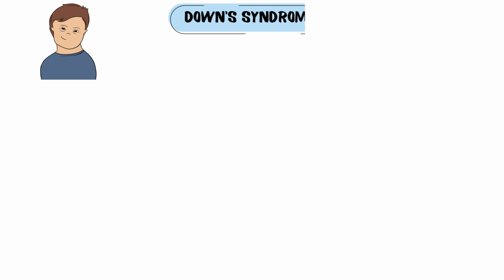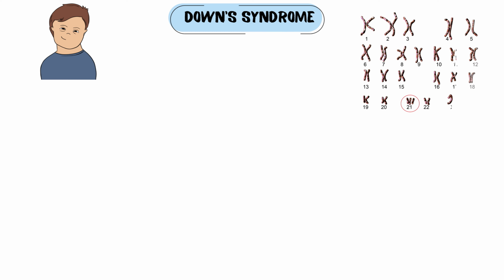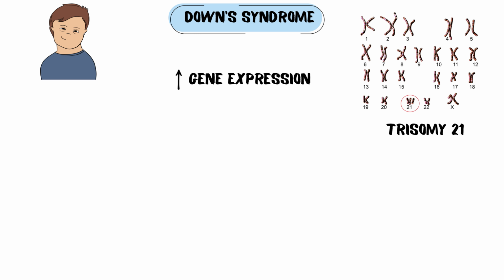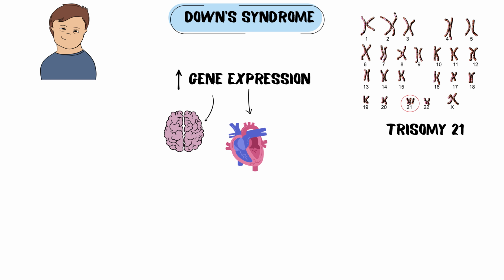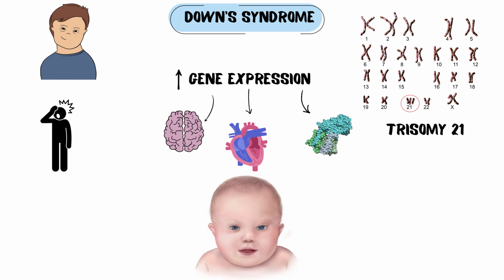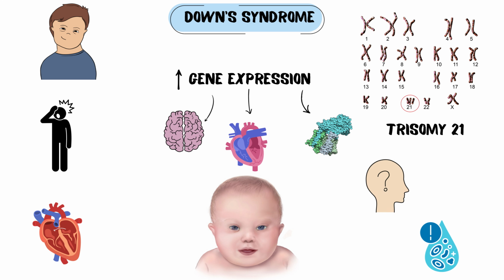The core problem in Down syndrome starts at the level of the genome. The cells carry an extra copy of chromosome 21. That means extra gene expression, especially genes involved in brain development, cardiac structure, and amyloid production. That genomic overdose is what produces the characteristic face, intellectual disability, congenital heart disease, leukemia risk, and early Alzheimer's disease. Remember the mechanism clearly. Trisomy 21 leads to excess gene dosage, which leads to multisystem abnormalities.